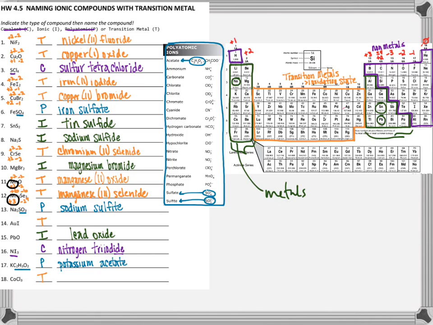All right, number 14, I look at iodine on my periodic table of elements. It's in group 17, so it has an oxidation charge of -1. There's only 1, so there's my -1, which means gold has to have an oxidation number of +1. There's only 1 gold atom, so that gold atom has an oxidation number of 1. So this would be gold 1 iodide.